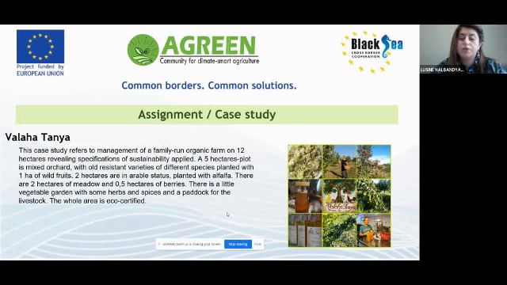This case study refers to the management of a family-run organic farm on 12 hectares, revealing the specifics of sustainability applied. A 5-hectare plot is mixed orchards with resistant varieties of different species, with wild fruits on 1 hectare, 2 hectares of arable land, and there is a little vegetable garden with herb species, and a paddock for livestock. The whole area is eco-organically certified.